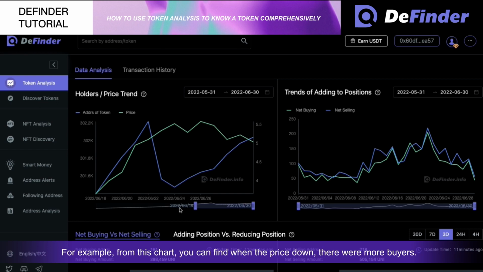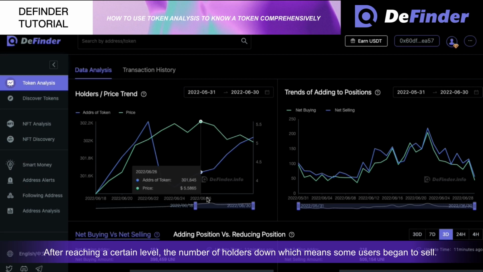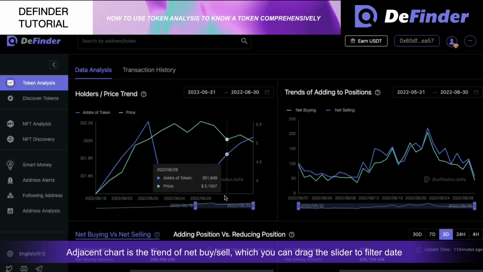For example, from this chart, you can find when the price down, there were more buyers. After reaching a certain level, the number of holders down, which means some users began to sell. Adjacent the chart is the trend of net buy and sell, which you can drag the slider to filter date.